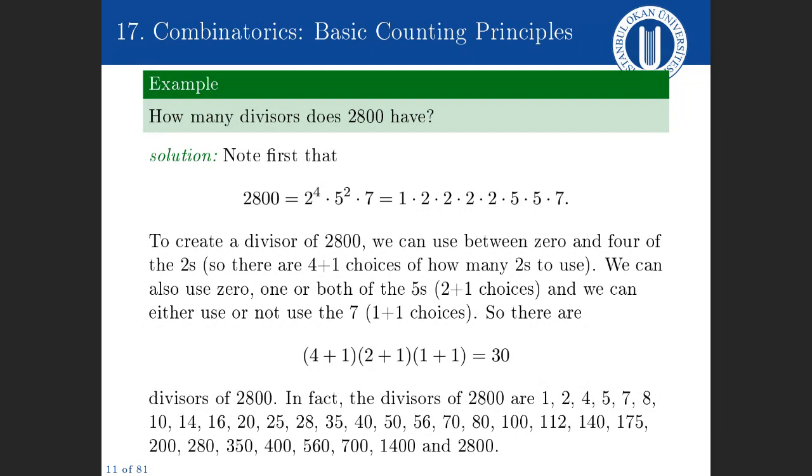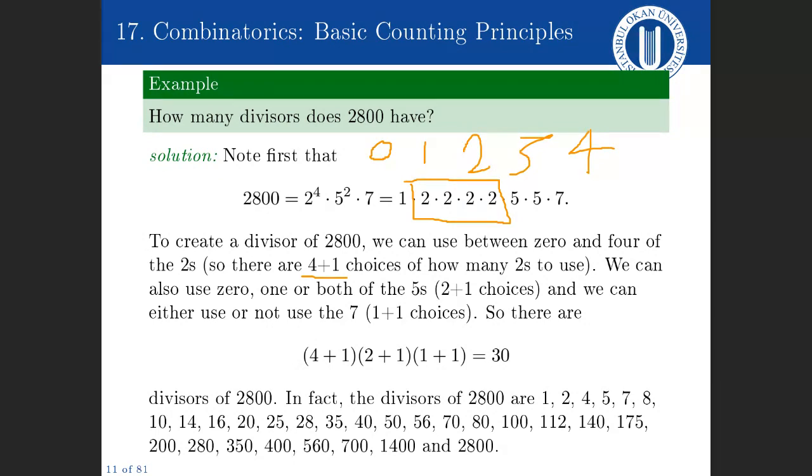First, let's look at the numbers 2. There's 4 twos, and we can use some of these or none of these twos in our divisor. We might choose to use all 4 of them, or use 3 of them, or use 2 of them, or use 1 of them, or use none of them. So we're going to use 0 of them, 1 of them, 2 of them, 3 of them, or all 4 of these twos. There's 5 different possibilities for how many twos we're going to use.